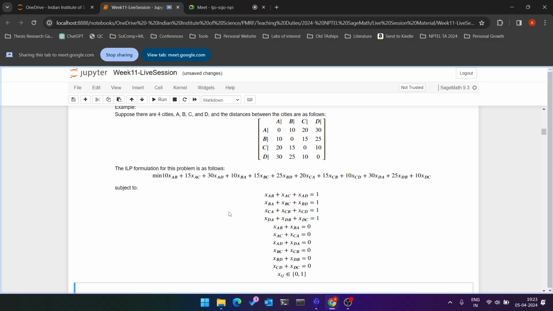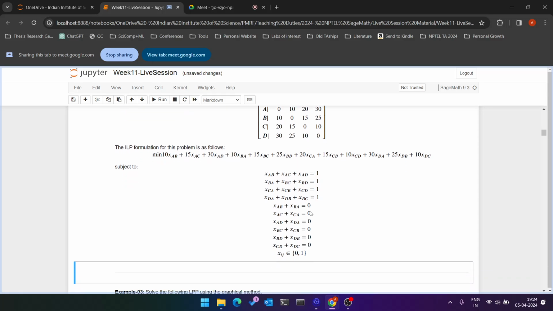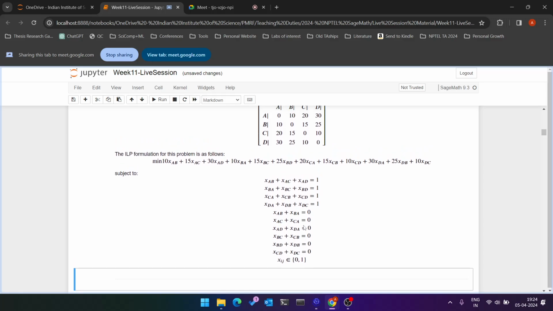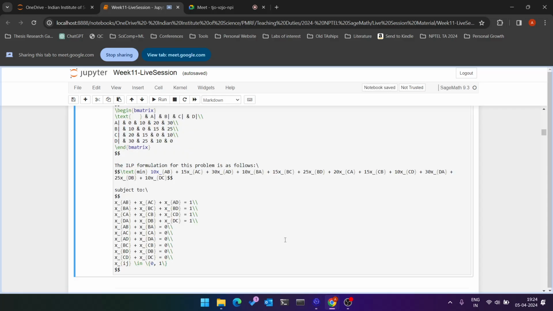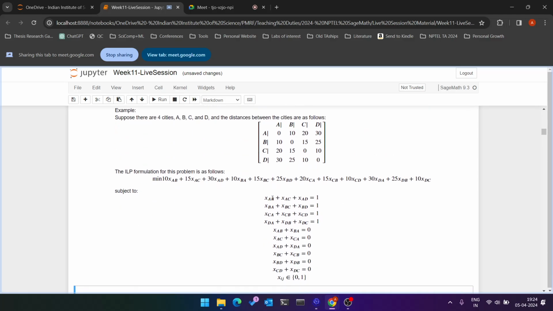And then my constraints, if I think about it, are basically xab plus xac plus xad equal to 1. So from A you have to go to either B or C or D. From B you have to go to either A, C or D, and so on and so forth. So all four constraints are written down. So this is like the route going from A, from B, from C, and from D respectively.